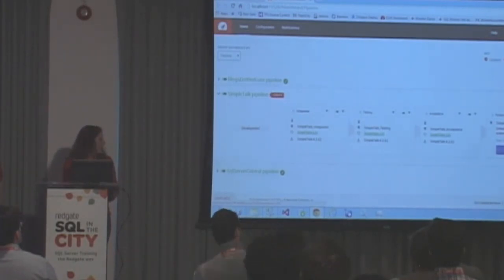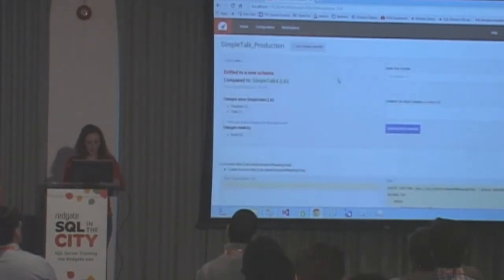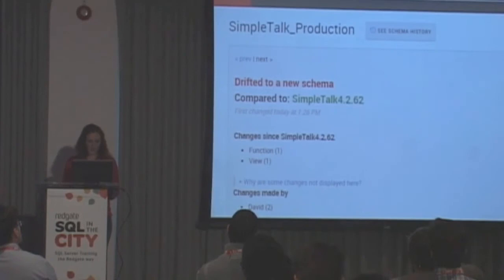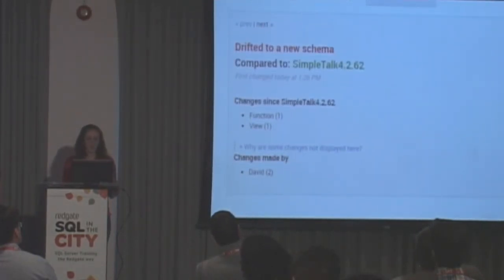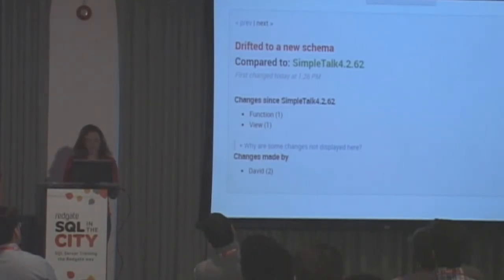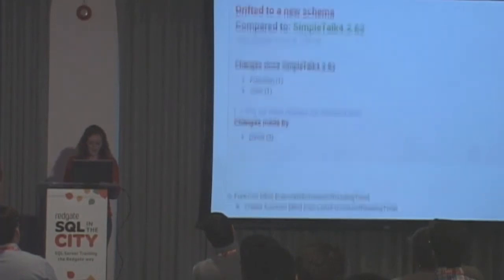So let's go ahead and review that and take a look. Dashboard is going to show me if it feels like loading today. Here we go. So this is SimpleTalk production. It used to be on this version 0.62, and now it's drifted to this new schema. The first things I found out: we've changed a function, we changed a view. And who made the changes? Well, it was David. So that's a useful piece of information already. I know who to chase about this.